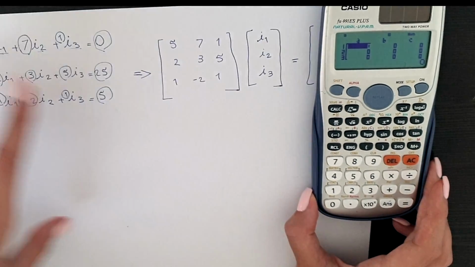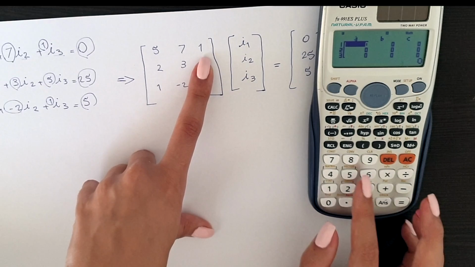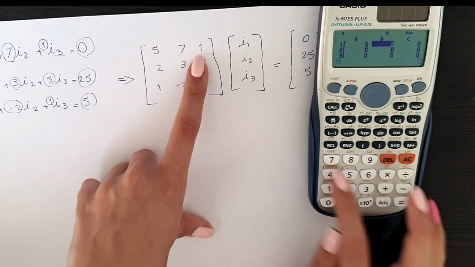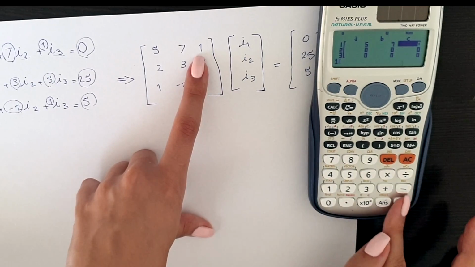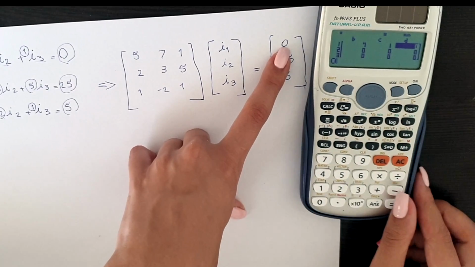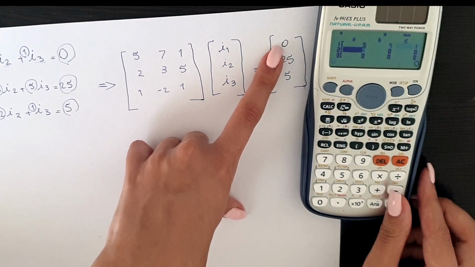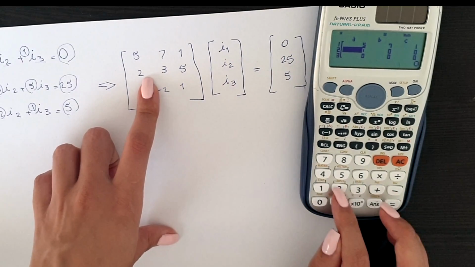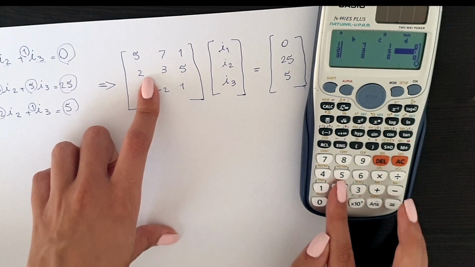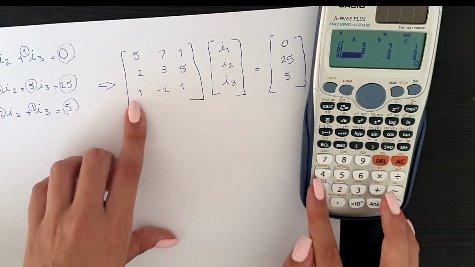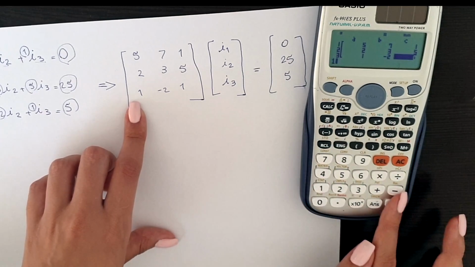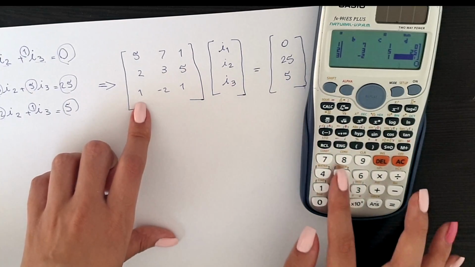You see these numbers here, 5, 7, 1, 5. Then we press this equal button, then 7, then 1, and 0 at the end. The D factor is the number in here. Then the second equation, 2, 3, 5, 25, 1, minus 2, and 1, and it's equal to 5.